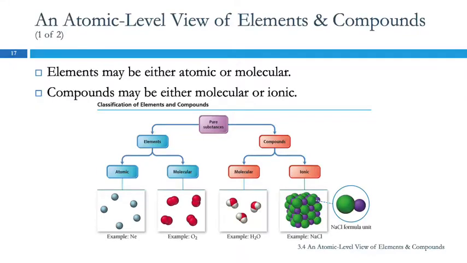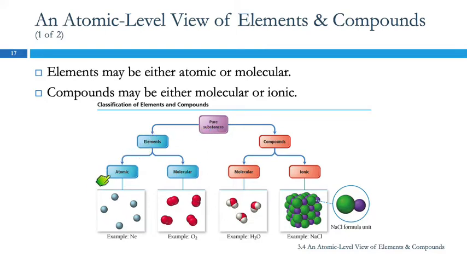We've talked about the difference between elements and compounds. Elements cannot be broken down into simpler things. Compounds can be broken down into elements. Well, there's different kinds of elements. So both elements and compounds are classified as pure substances.